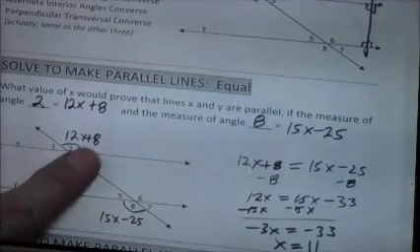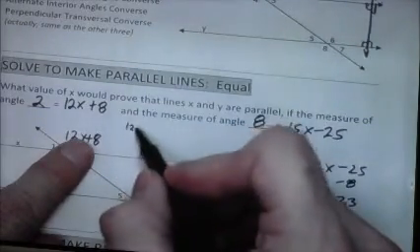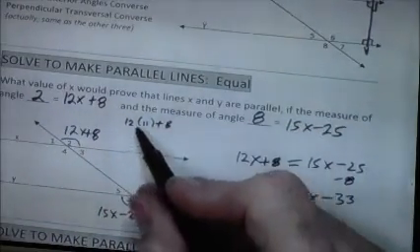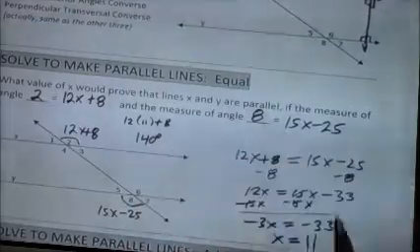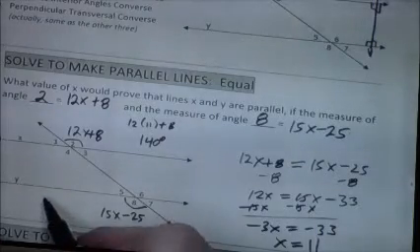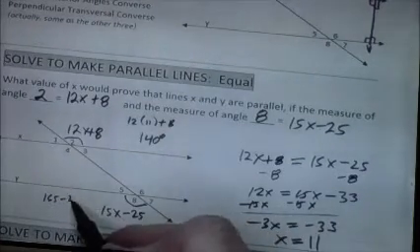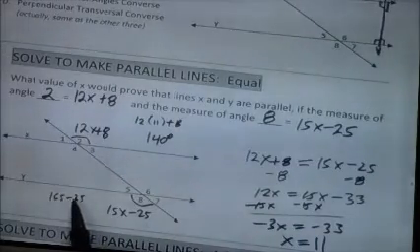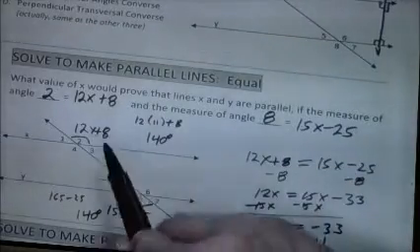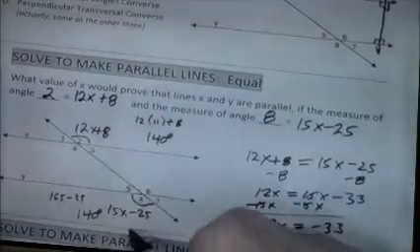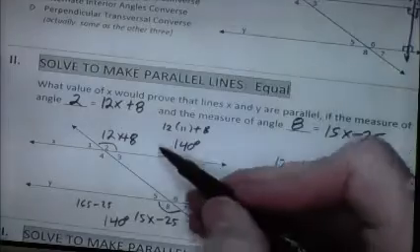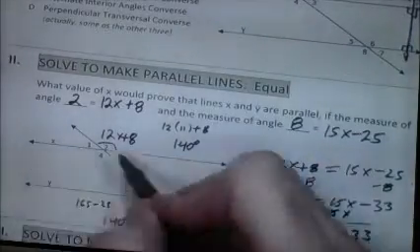So once I put them equal, I just did the normal math here to get the 11. Now, let's put 11 in here. 12 times 11 plus 8. So 11 times 12 is 132, plus 8, that makes this 140 degrees. Let's put 11 in here. 11 times 15 is 165, minus 25. So 165 take away 25, that is also 140 degrees. So using the number 11 makes these two 140 degrees each. That means that 11 is the number you need that makes x and y parallel. Because if these are both 140 degrees, that forces x and y to be parallel.